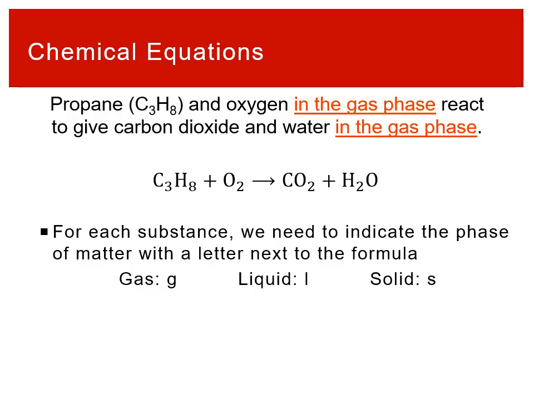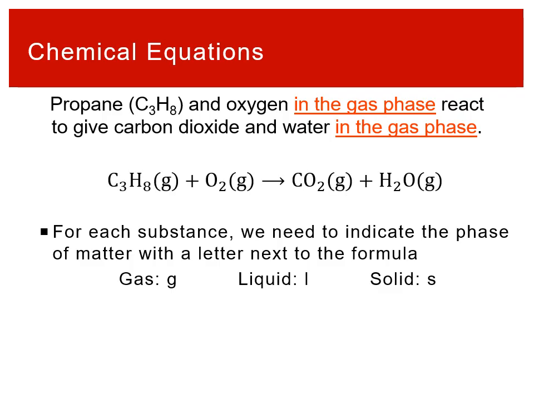For this particular reaction, we are told that everything is in the gas phase, right? Propane and oxygen in the gas phase, carbon dioxide and water in the gas phase. So we just add that g. We said that we use a lowercase g, and so we can see that every single substance gets a g, all lowercase in parentheses right after the substance. Even though these are all gases, all of these symbols are exactly the same. Each substance needs one because each substance has its own phase that we want to be representing.